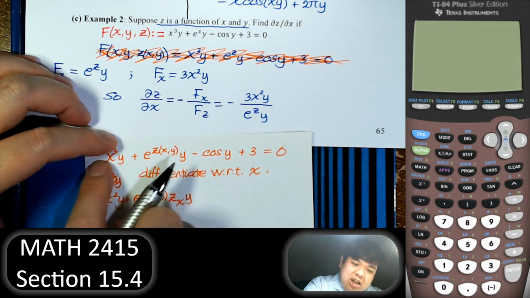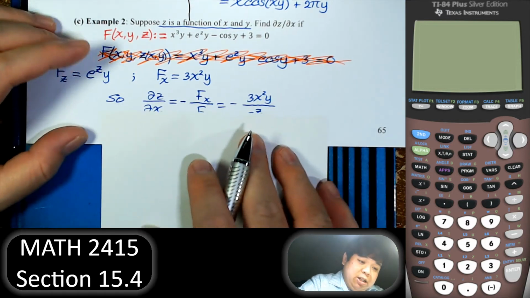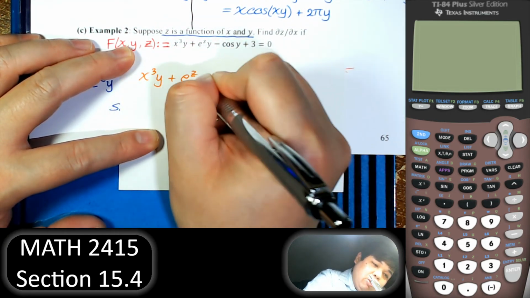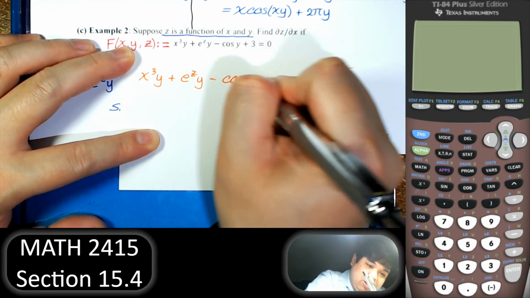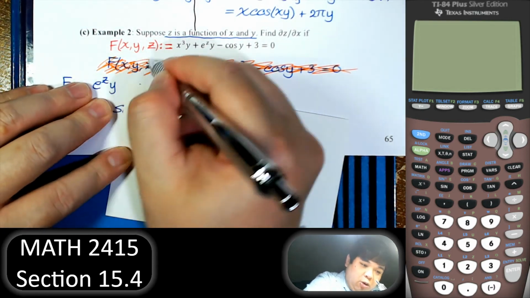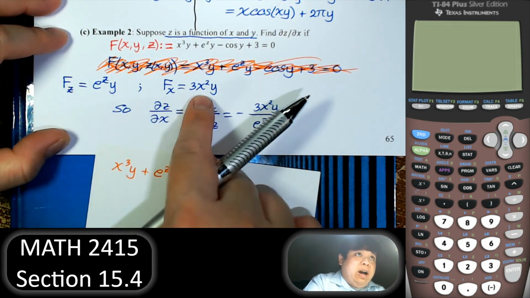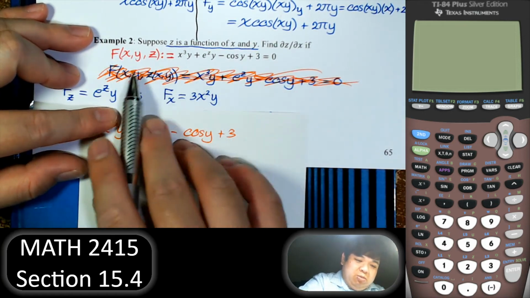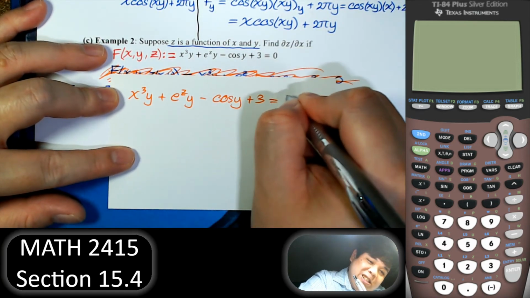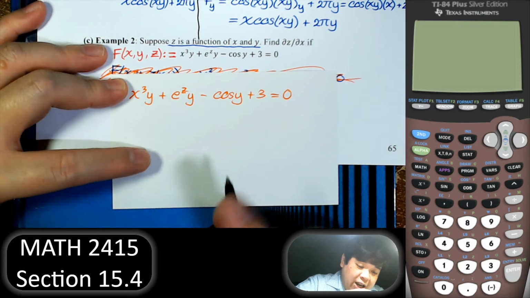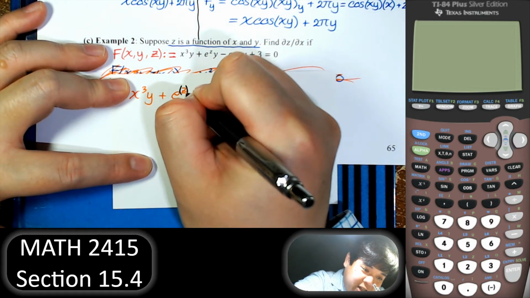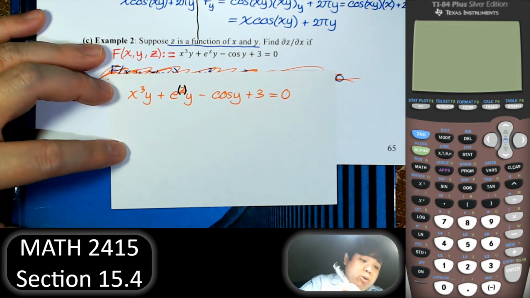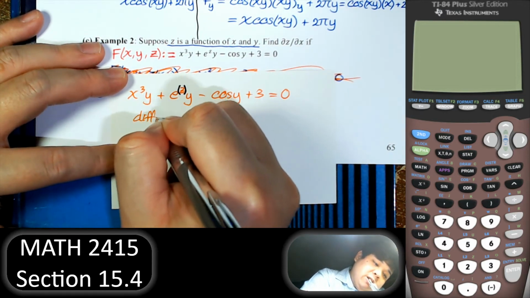Once again, it might be misleading to write it like this. Let me rewrite this so it makes more sense. So we write x cubed y plus e to the z y minus cosine y plus 3. Sorry, first of all, don't write it this way if we're going to use f as a function. That's extremely misleading. Now notice that z is a function of x and y, so I'm going to put parentheses around it and use the chain rule. Now differentiate with respect to x.